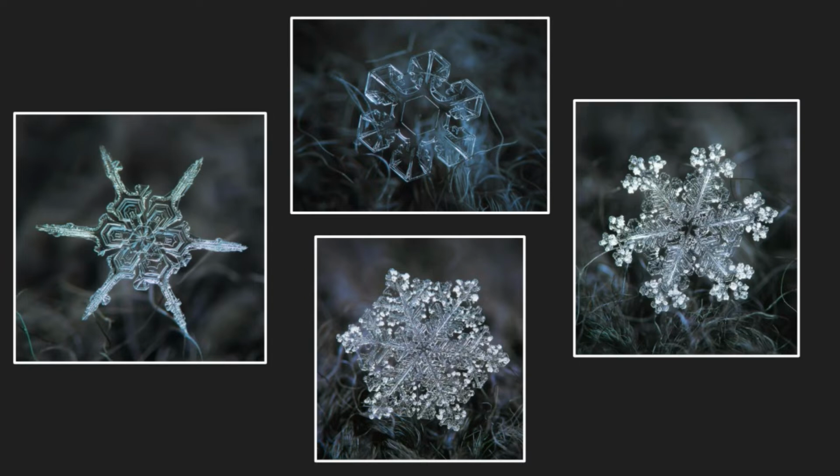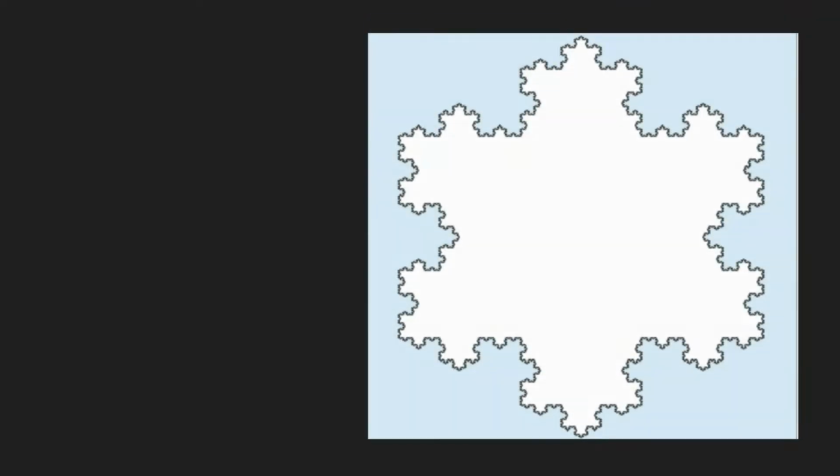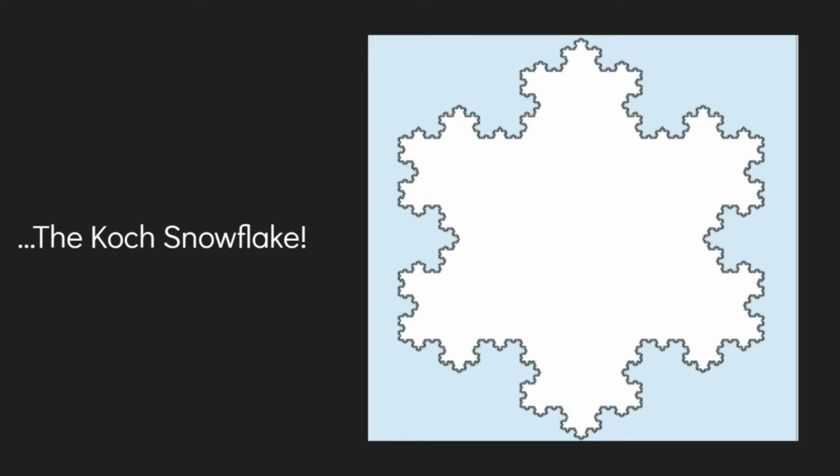Snowflakes are actually fractals, infinitely complex patterns that are self-similar across different scales, created by simply repeating a loop. One of the most special snowflake fractals in mathematics is the Koch Snowflake.